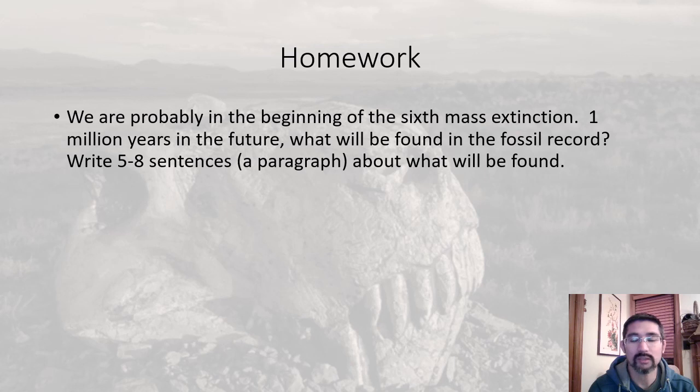And just imagine that the people who are looking at fossils 1 million years in the future, they don't have access to books or, I don't know, computers or internet records to know what exactly happened. They've got to figure out what happened based on the fossil record. So what are those people going to find in the fossil record which lets them know about the sixth mass extinction?